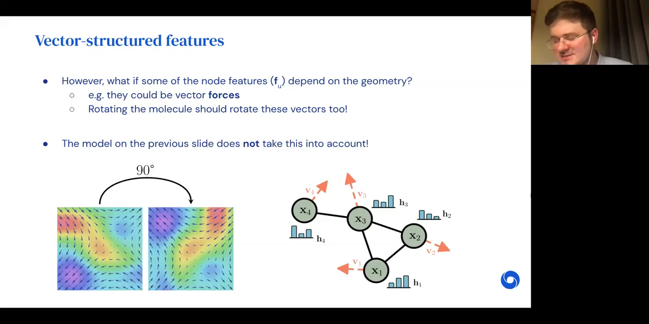Now, this is all great, but very often we don't have just this simplified case of scalar features and coordinates. Sometimes some of the node features will depend on the geometry. For example, you might want to represent forces that act on every single atom in the molecule. And these forces are typically vectors in the underlying Euclidean space. So whenever you rotate the molecule, you need to also accordingly rotate the vectors. So here, for example, if you have a field defined over an image which has vectors on it, and you rotate it by 90 degrees, the scalar heat map doesn't change in properties, but the vector orientations do change. And the previous model that I've shown you would not take this into account.